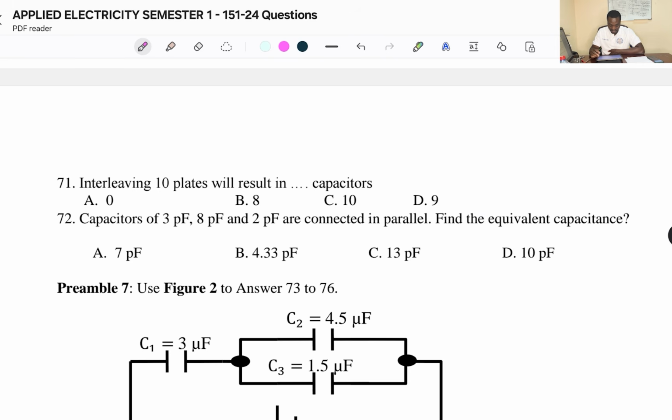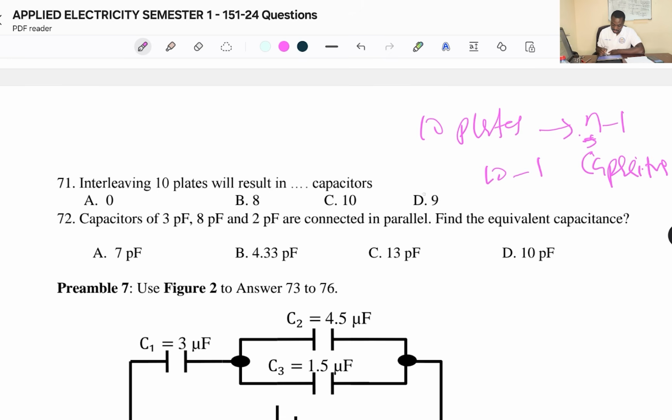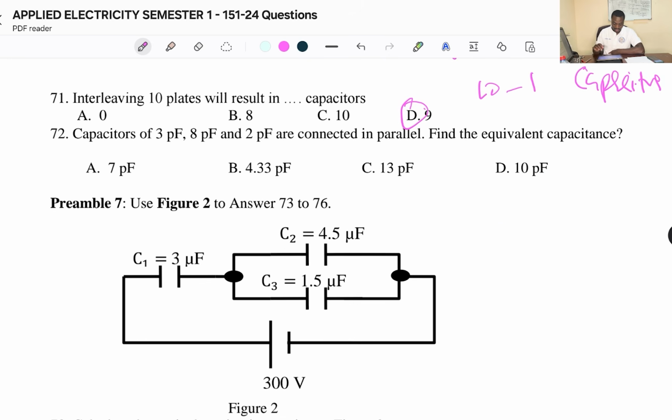71. Interleaving 10 plates will result in a vast number of capacitors. So if I have 10 plates and you interleave them, you get n minus 1 capacitors, where n represents the number of plates. So that will be 10 minus 1, which is 9. So you get 9 capacitors.